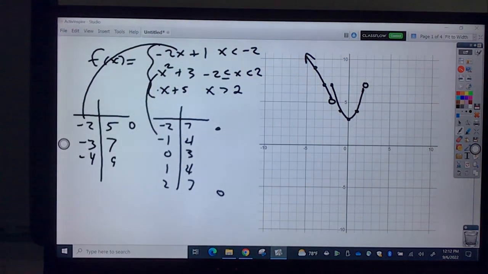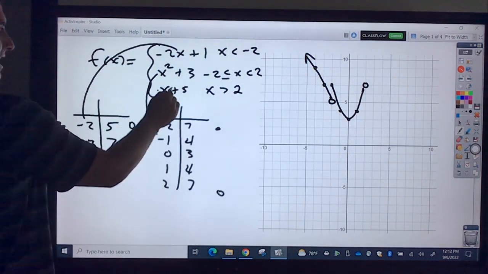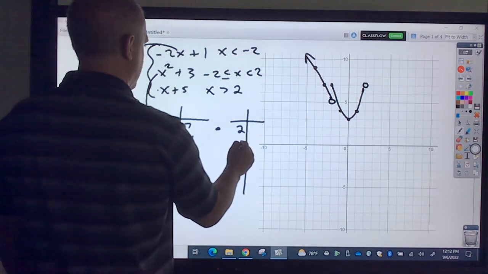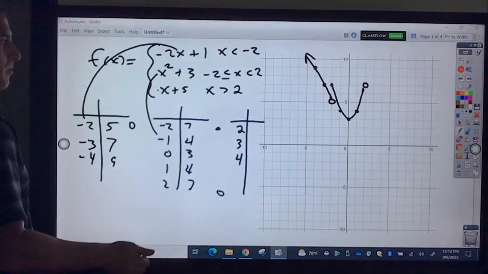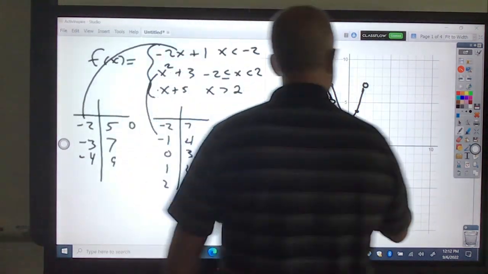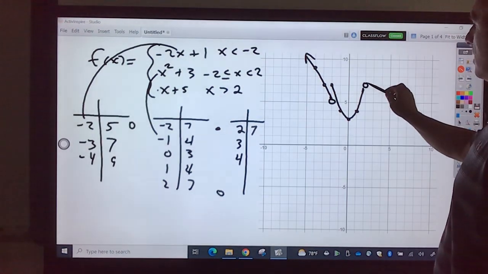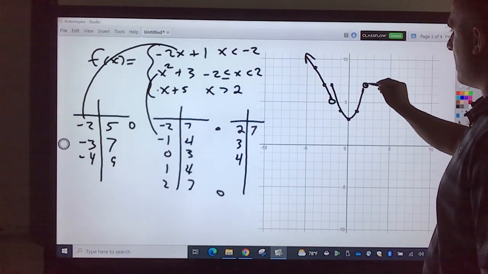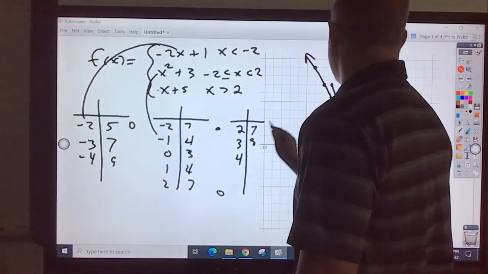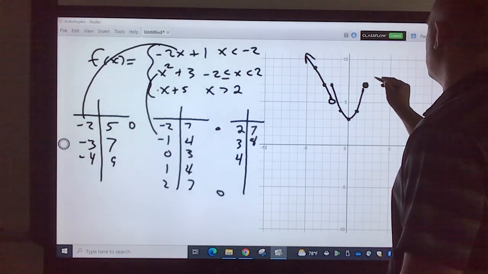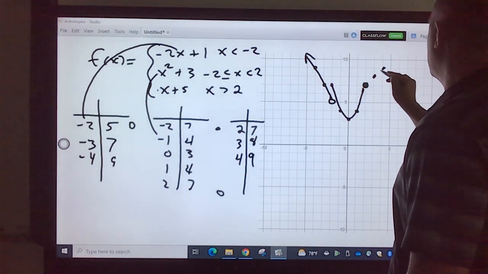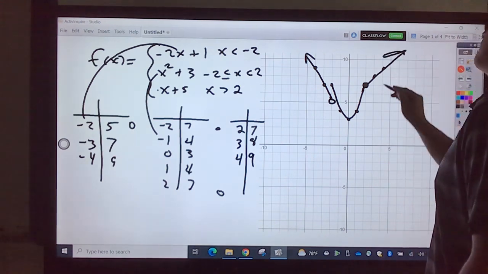And then for the last one, I've got 2, 3 and 4. I'm just going to use a couple points. 2 plus 5 would be 7, so 2 over 7 up. Now, if you see this, it actually goes in and hits that open circle. So now I'm going to fill that in. So 2 over 7 up, 3 plus 5 would be 8, so 3 over 8 up. 4 plus 5 would be 9, 4 over 9 up. So this is what that would look like.